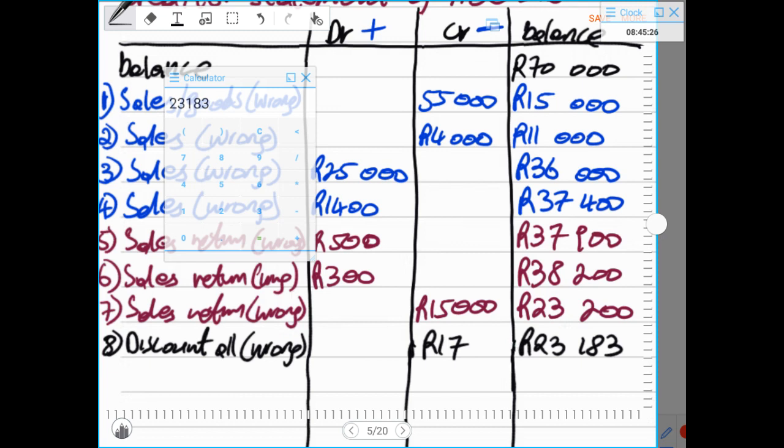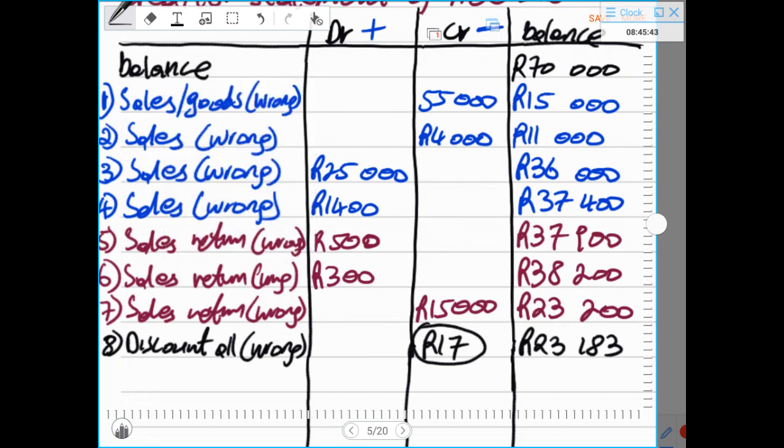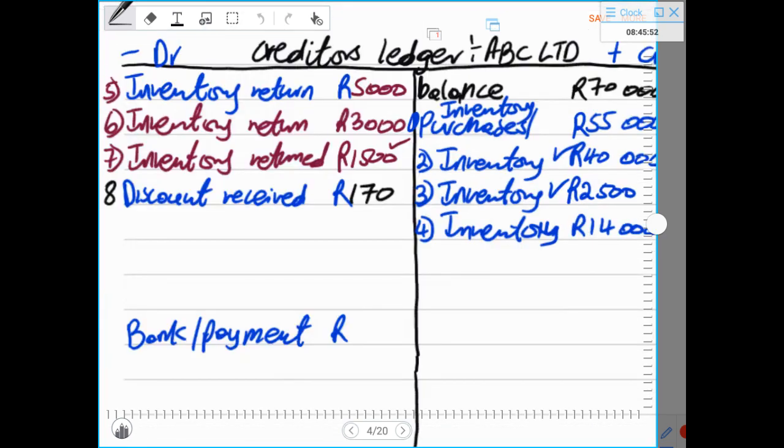So now this will give us an amount of 23,183 rands. Before I go to the rule, by recording an understated amount of the debit side of the creditors ledger, and I'm saying this very deeply, by recording an understated amount of the debit side of the creditors ledger. When I'm saying the debit side of the creditors ledger, I'm referring to either a return or a discount or a bank. It doesn't matter which one of the three.